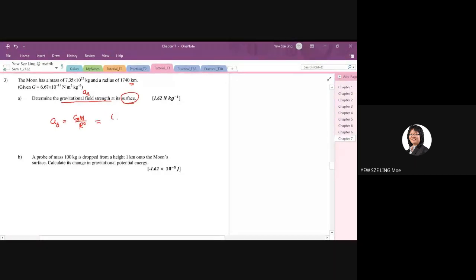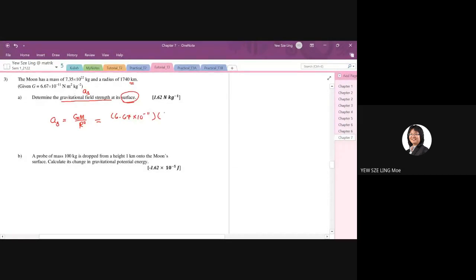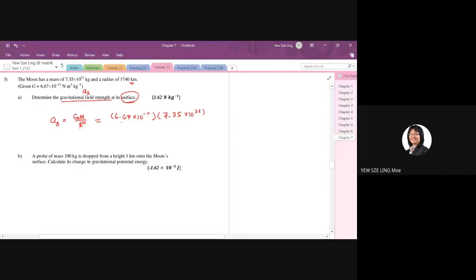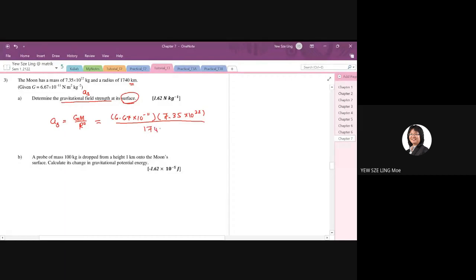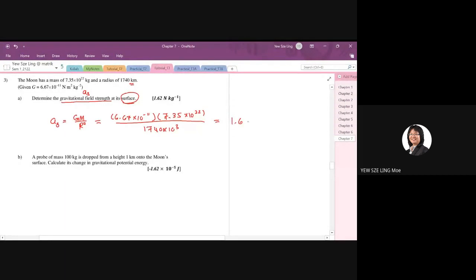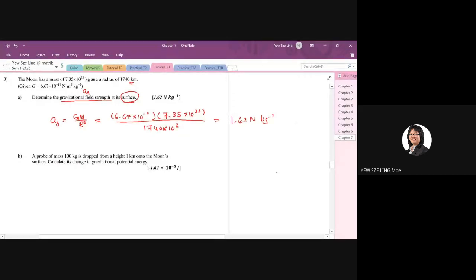Therefore, it is 6.67 times 10 to the power of negative 11 times the mass, which is 7.35 times 10 to the power of 22, divided by the radius of the moon, 1740 times 10 to the power of 3. So you will obtain 1.62 N kg negative 1. Of course, you can also use m s negative 2. It is up to you. So that is question A. Now question B is very similar to the previous question.